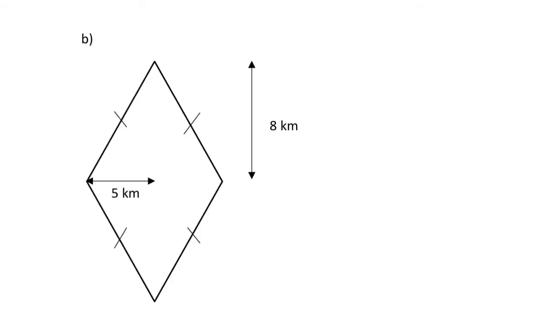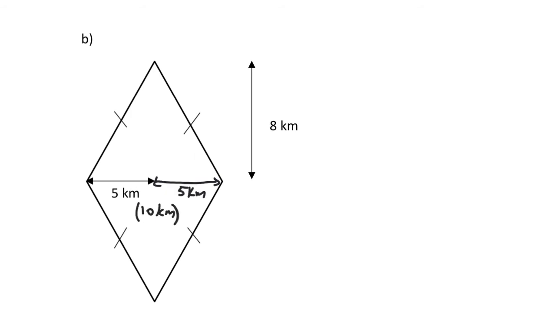Example B, again we've got a rhombus, so we've got the 4 sides are equal and the angles are different, so it's definitely a rhombus. So we need to know the lengths of the diagonals. Now what we've been given is the distance from one edge to the centre, so that means on the other side it's also going to be 5 kilometres. So this diagonal is a total of 10 kilometres.